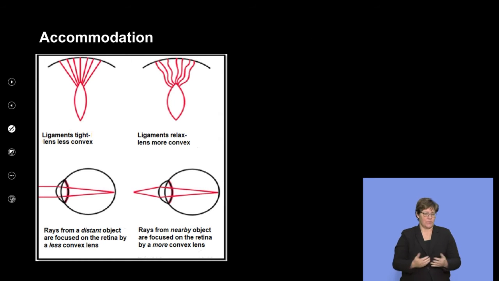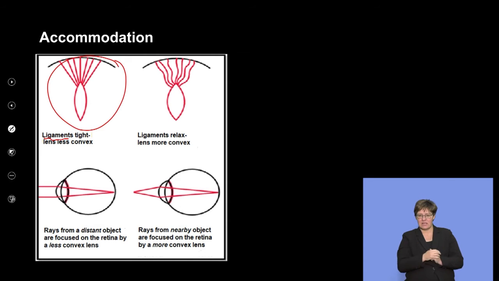It always works with your ligament, your suspensory ligament. So in this picture, you can see that it is tight. Can you see it's very tight? So it's pulling on the lens, right? So it's making the lens less convex. Here, the ligaments relax, and the lens is more convex.